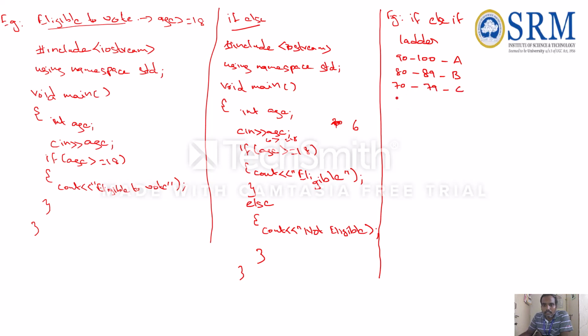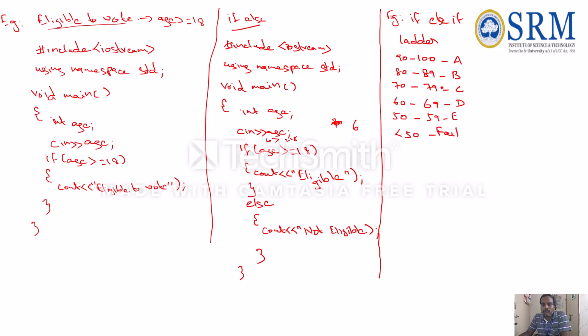Then 60 to 69 is D grade. 59 to 50 is E grade. Then less than 50 means fail, F grade.